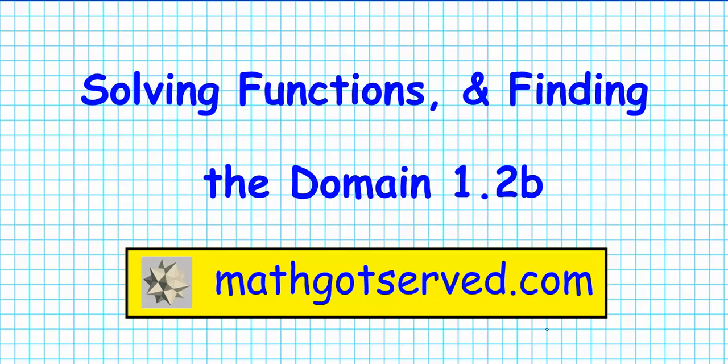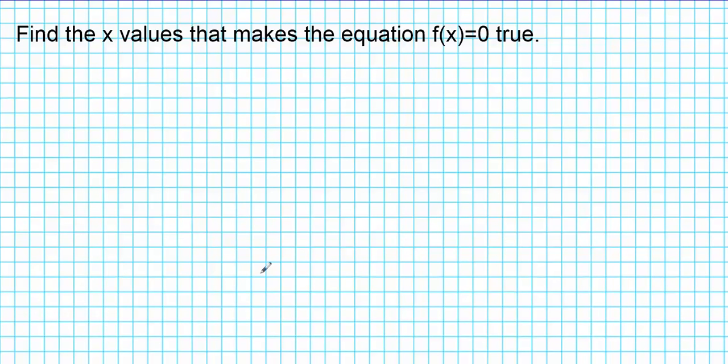In this clip, we're going to be going over how to solve functions and also how to find the domain. All right, let's take a look at the first set of problems. Instructions are to find the values that make the equation f of x equals 0 true. So for problem 1, let's say we have the function f of x equals 4 minus 7x. So the question here is, what x value will make this function equal 0 true?